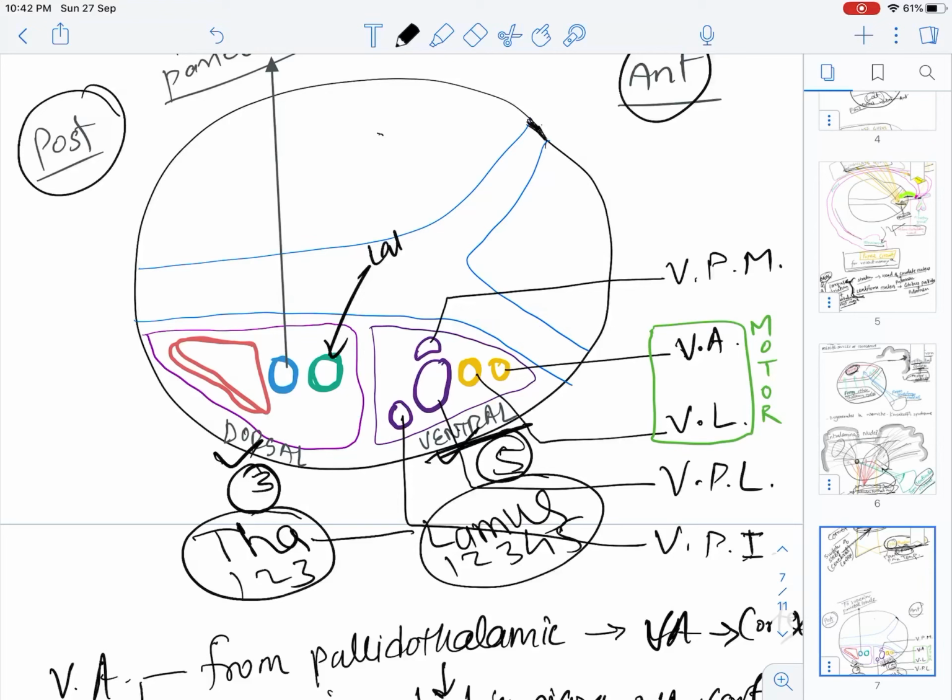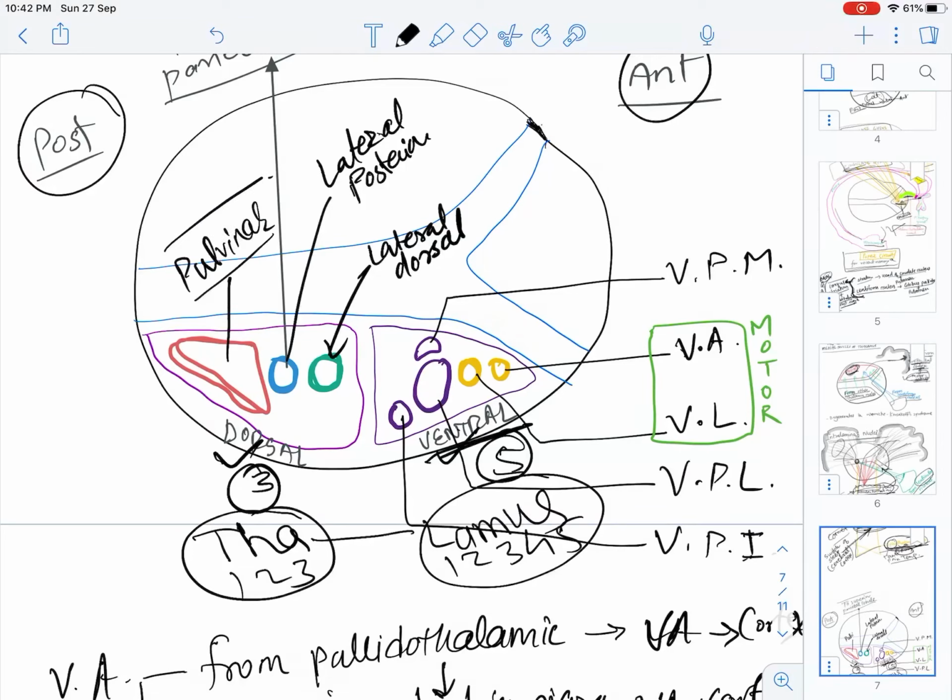So dorsal nuclei: first one is lateral dorsal, second one is lateral posterior, third one is pulvinar. These 3 are the posterior dorsal nuclei of the thalamus. Now we will see the ventral nuclei. Which are the ventral?